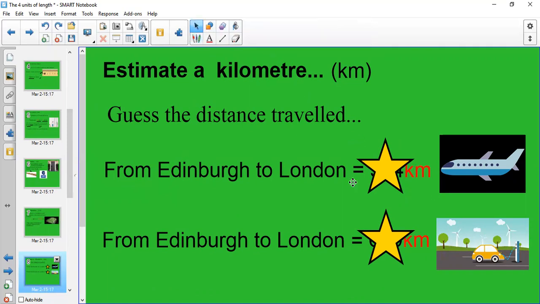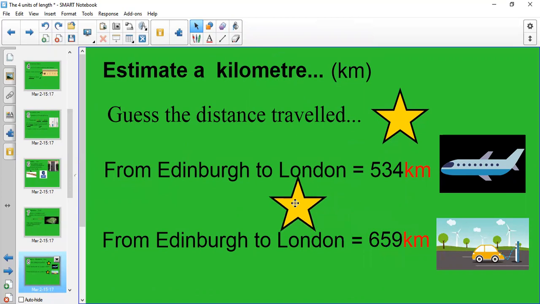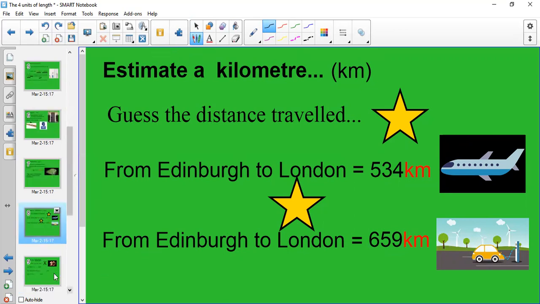So from Edinburgh to London in an aeroplane is about 534 kilometres. And from Edinburgh to London in a car, it is about 659 kilometres. So you can see it would take much longer to get from Edinburgh to London in a car, in our electric car, because obviously we want it to be economical. So 534 kilometres in an airplane and 659 kilometres in a car. So we would know it would take much longer to travel in a car. And that's to be expected because we know an airplane is much faster than a car.